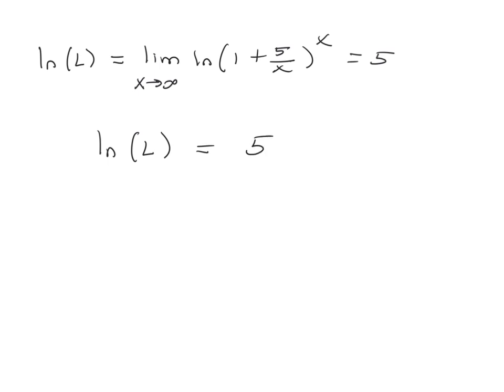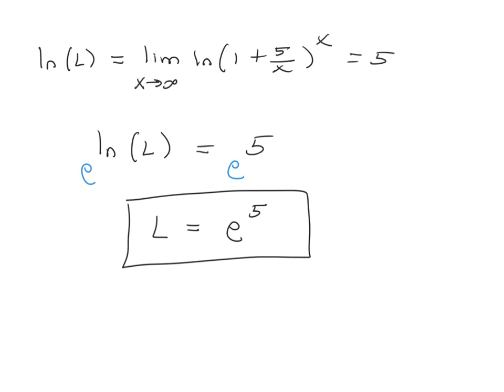You want to solve for L, so I'm going to exponentiate both sides like this. E to the natural log, those are inverses and they cancel. It leaves us with just L, our limit, and our limit is equal to e to the power of 5. This is the final answer for part B.